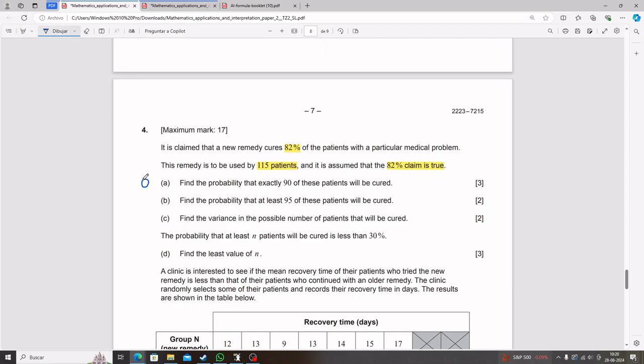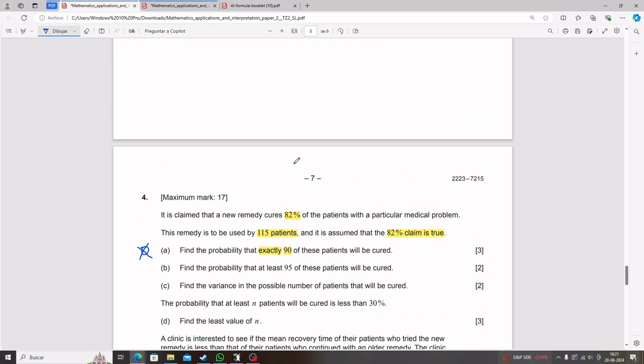And so for part A, we need to find the probability that exactly 90 of these patients will be cured. So the first thing that is a little bit hard to notice is understanding what we are dealing with. When you enter the world of probability, especially in the area of statistics, there are usually 3 things you can face at the AISL level.